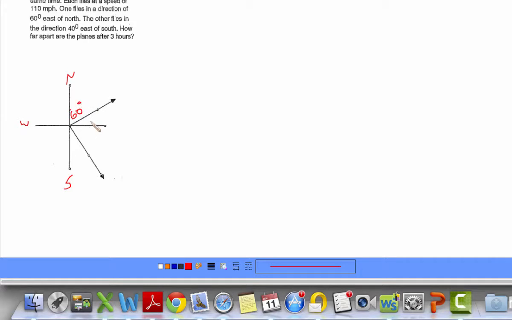And then it says the other flies in the direction of 40 degrees east of south. So here's south, here's east of south. Heading that direction, that's east of south. So here's our 40 degrees.